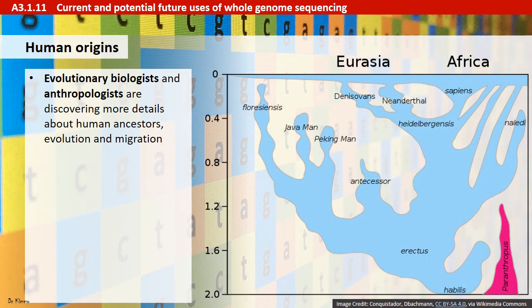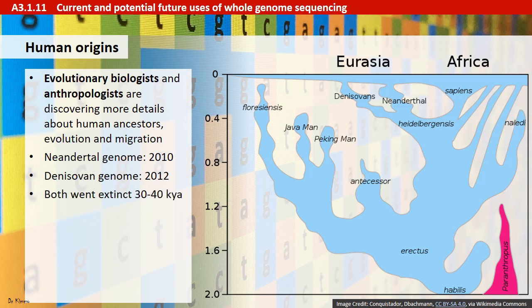Whole genome sequencing has also taught evolutionary biologists and anthropologists a lot about human ancestors, evolution, and migration. You know already that the human genome was sequenced about 20 years ago, and since then, the Neanderthal genome and the Denisovan genome have also been sequenced. Neanderthals lived mostly in Europe and Denisovans in Asia, and they both went extinct 30 to 40,000 years ago.